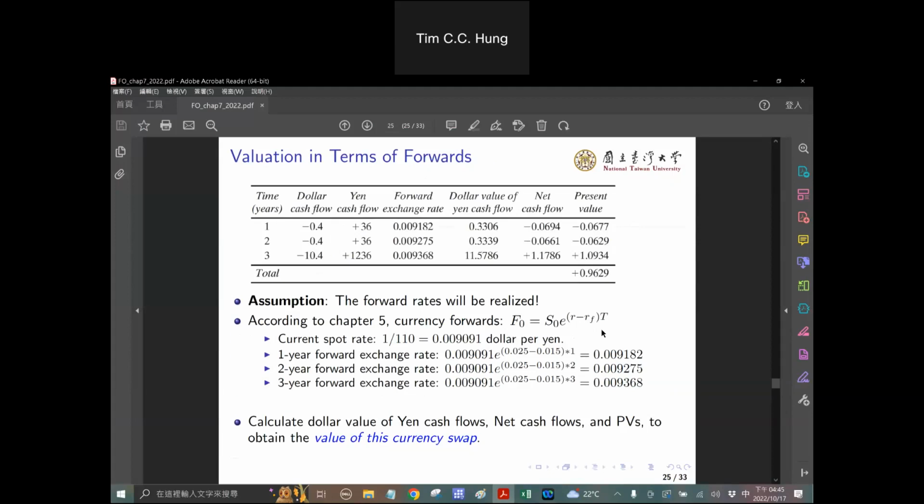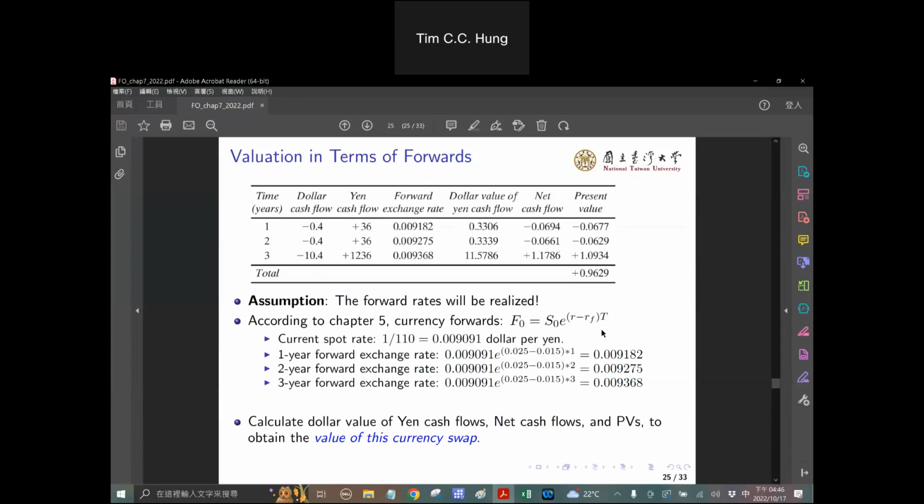We know, once again, in 1 year, there's a 0.4 million US dollar outflow, and the same in 2 years, and the outflow in 3 years. Inflows in terms of yen are 36 million, 36 million, and 1,236 million in 3 years. The spot exchange rate is $1 for 110 Japanese yen, or $0.009091 per yen. You can calculate the 1 year forward exchange rate, 2 year forward exchange rate, and 3 year forward exchange rate. What is the purpose of it? I'll show you.